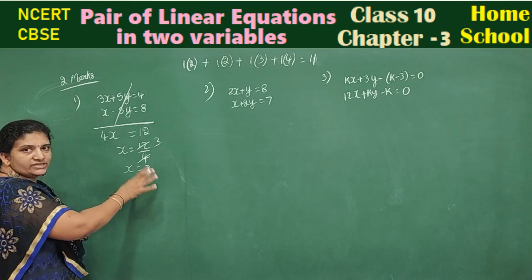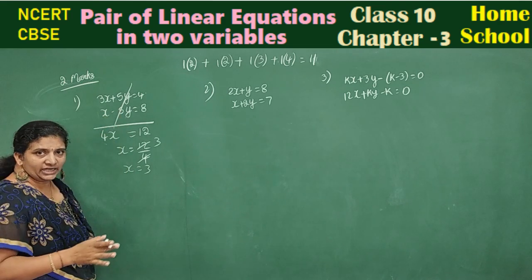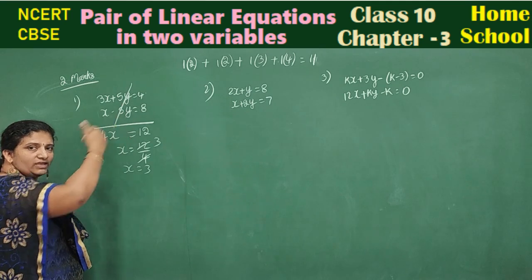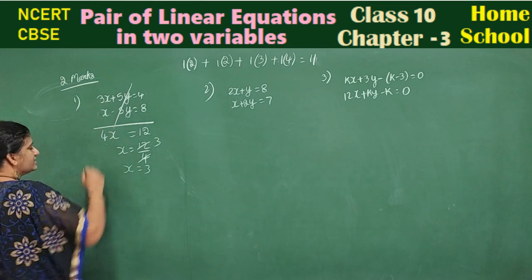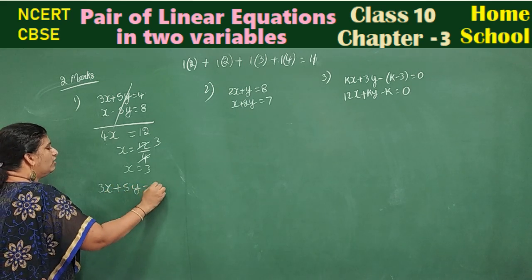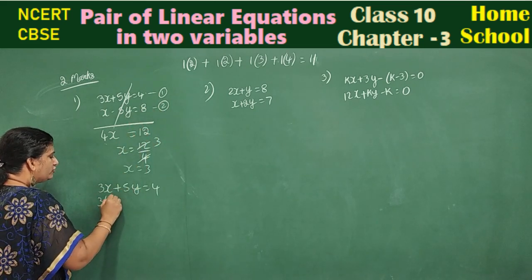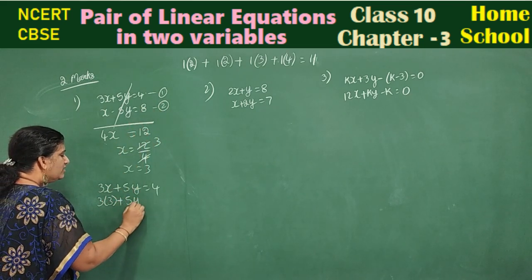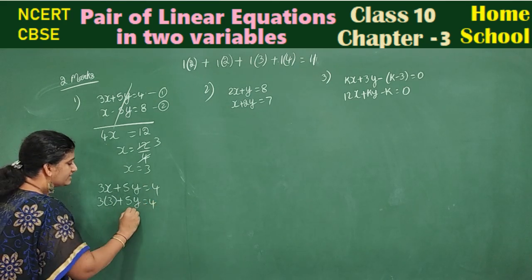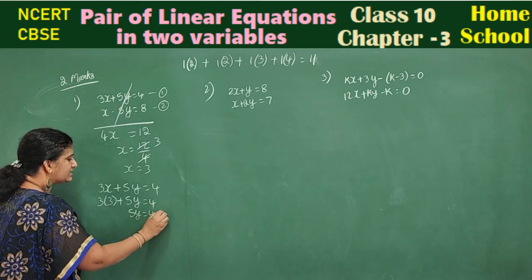Now this x value, substitute in any one of the equations. Already the y value was eliminated and we got the x value. Now substitute this x value in any one of the equations and get the y value. Substitute in the first equation, 3x plus 5y is equal to 4. Mark it 1 and 2. 3 into 3 plus 5y is equal to 4. 3 3s are 9. This 9, send other side. 5y is equal to 4 plus 9 if it goes other side.